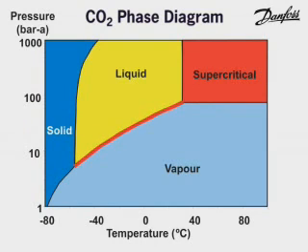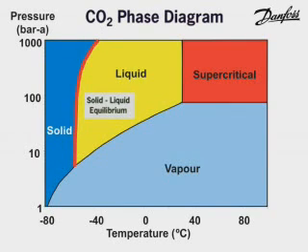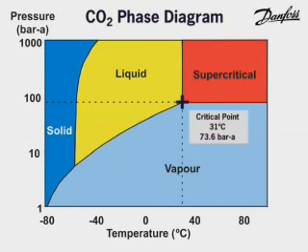The red solid lines indicate the pressure and corresponding temperatures at which two different phases of CO2 exist in equilibrium. For example, liquid and vapour, solid and vapour, and solid and liquid. Here is the triple point, and here is the critical point on the phase diagram.